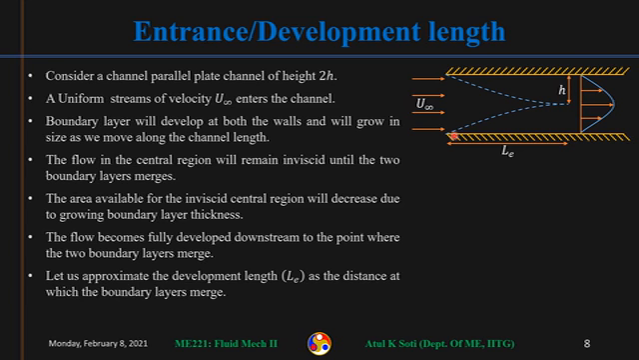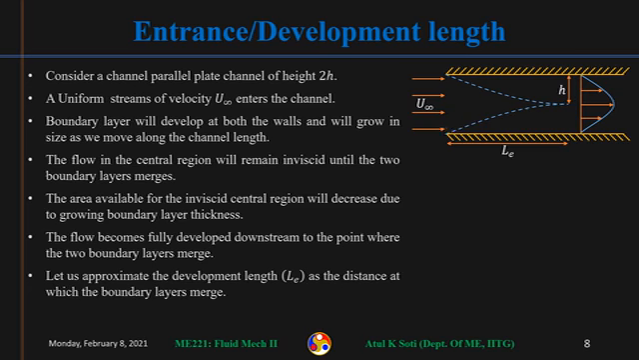But what we have done is, we have studied the boundary layer. So we'll try to approximate the development length as the length till the boundary layers merge. We'll say that the development length is approximately equal to the length from the entrance to the point where both boundary layers merge. The actual length will be a little bit higher than that. So first let us try to find this distance, Le.